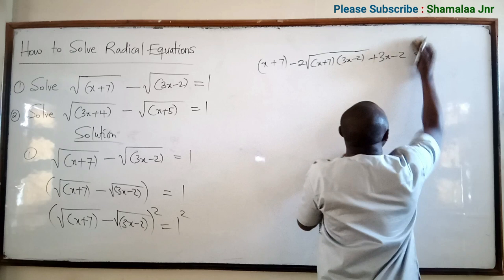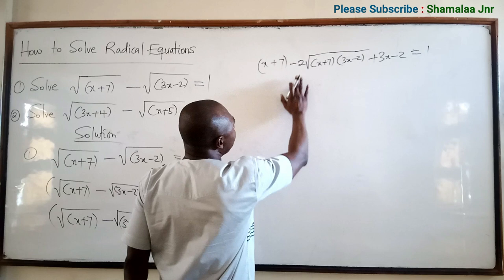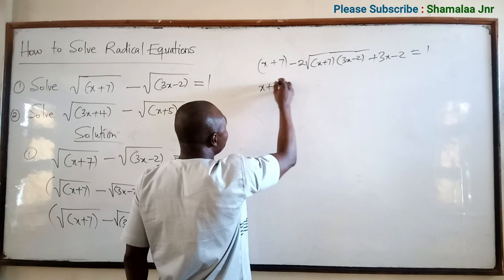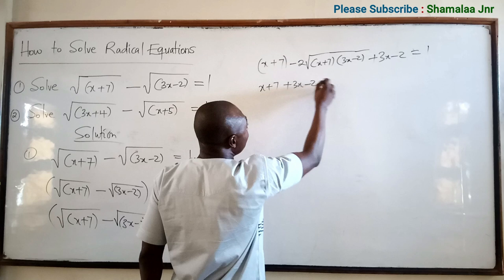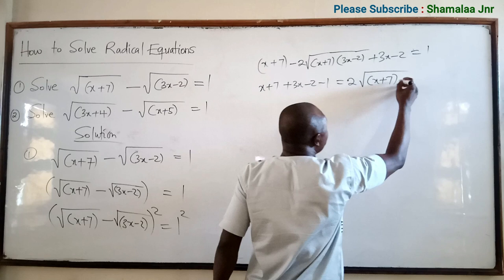We have an issue. Now viewers, at this point, we can decide to take this to the right hand side and bring 1, which is on the right hand side, to this side. Isn't it? But this now will be x plus 7 plus 3x minus 2. The 1 and 1 there comes here, that will be negative 1. It's equal to 2 square root of x plus 7, 3x minus 2. Isn't it?